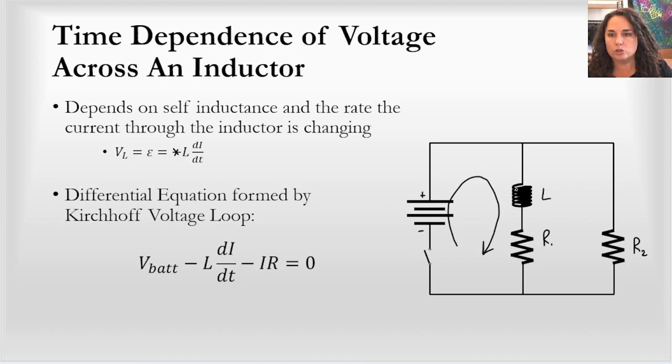If I do a voltage loop around here, I'm going to get the voltage of the battery. There's going to be a voltage drop over the inductor. There's going to be a voltage drop over the resistor. The inductor will be creating its own current to oppose any changes in current. When I write this Kirchhoff loop out, notice that it is a first order differential equation.